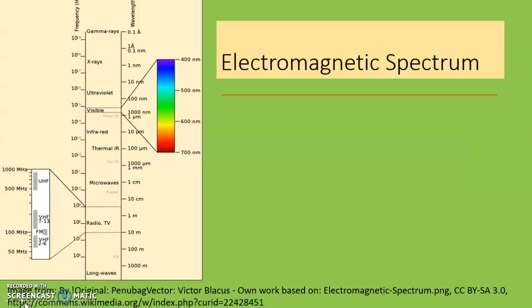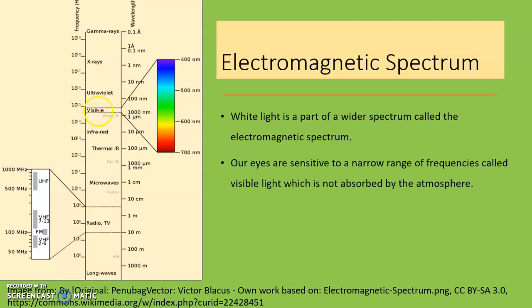Before we delve deeper into infrared spectroscopy, we need to understand the meaning of the term electromagnetic spectrum. White light is a part of a wider spectrum that's called the electromagnetic spectrum. So the electromagnetic spectrum looks like this. You've got a wide range of radiation within that, and the light that we see falls under a very small wavelength range which is not absorbed by the atmosphere. So you see the rainbow colors there.